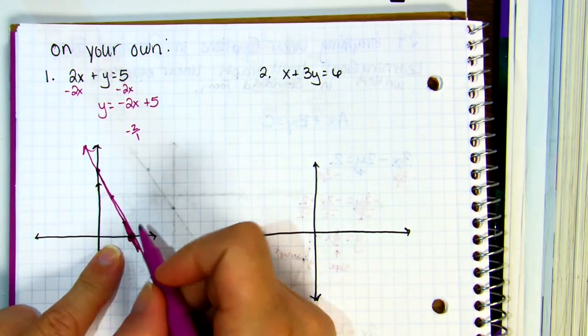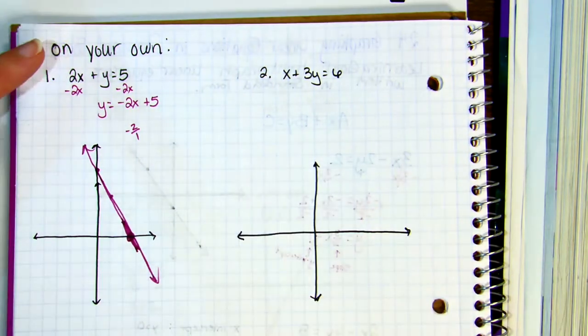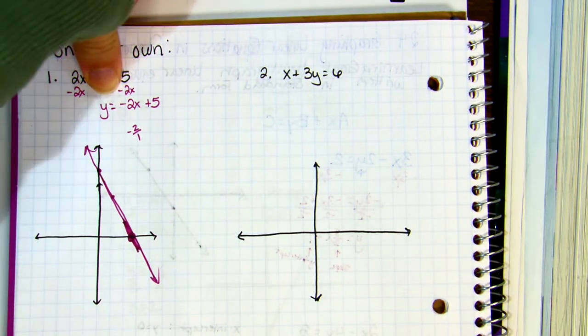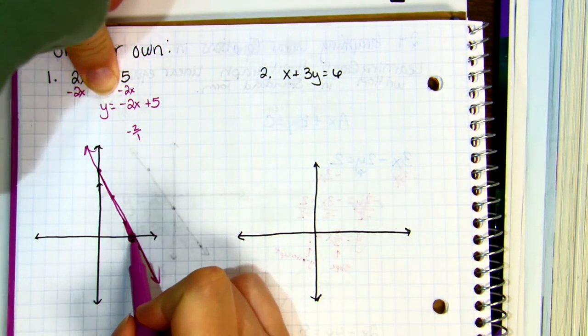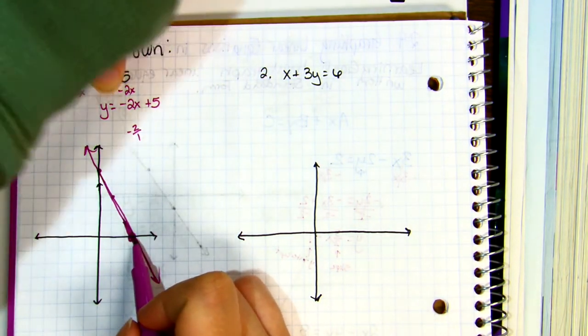You can see, if I had done a good job of drawing this line, my x-intercept is going to be right around 2.5. If I had plugged in 0 for y, I would get x equals 5/2, which is 2.5. So I can check it using the other method if I want.